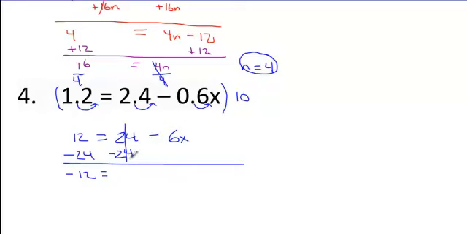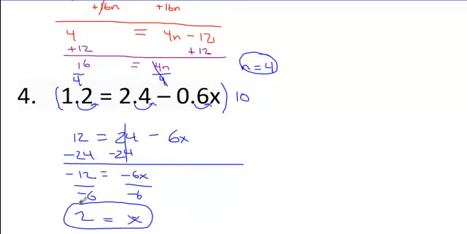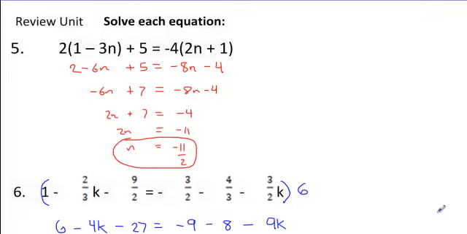Just because this went away doesn't mean that this did. So bring down the negative 6. I'll divide everything by negative 6. And we get x equals positive 2. Okay. You got to see a little bit of everything, so I want you to pause the video and do the next 2 problems. Okay? Pause it. Okay, let's see if you got them right.